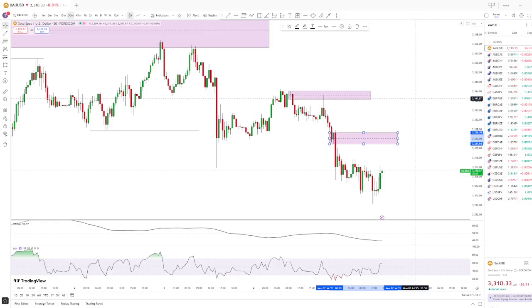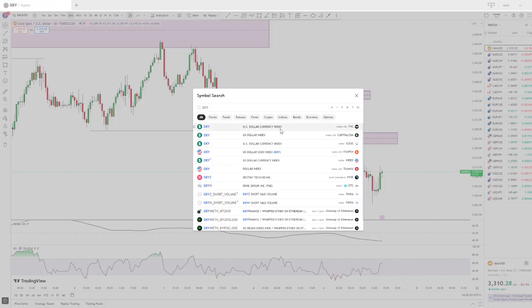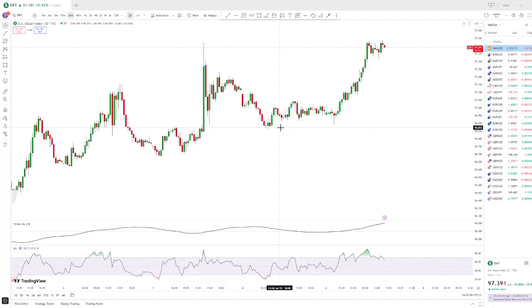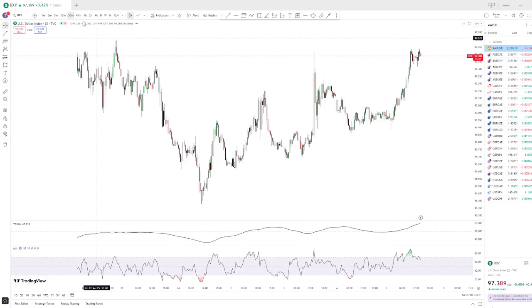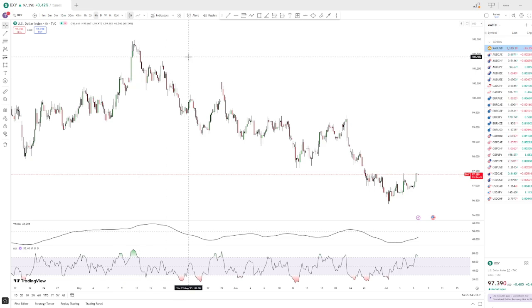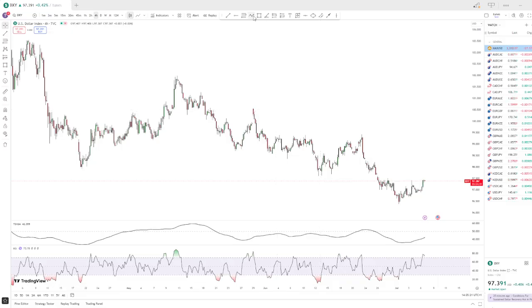I will just look at the DXY chart quickly, just to have an idea of what exactly we expect from the US dollar itself. And then we'll come to the currency pairs. We might just do a few currency pairs and have an overview on them. So let's start from the 4-hour time frame for the US dollar. I think right now, overall we still look fairly bearish.